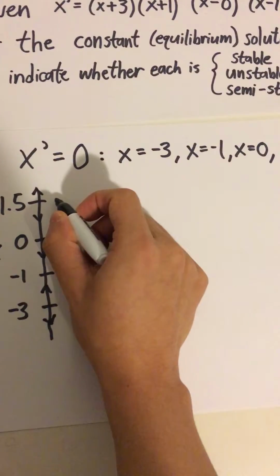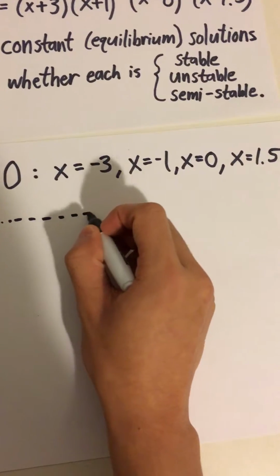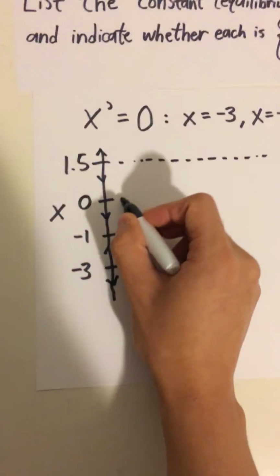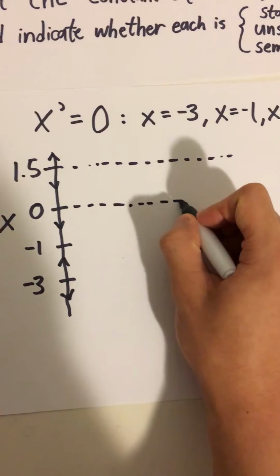So let's draw out that our derivatives are going to be equal to 0 at each of these values. So we know that these are our equilibria.